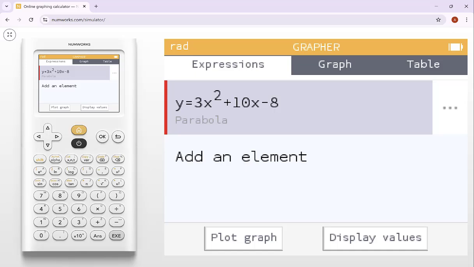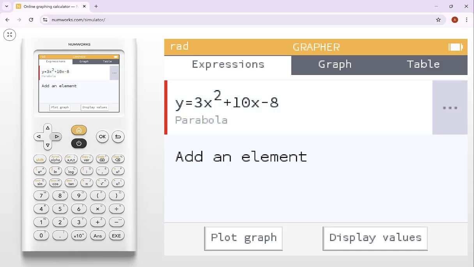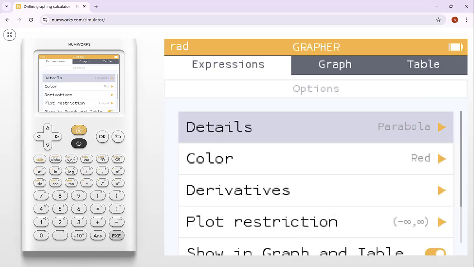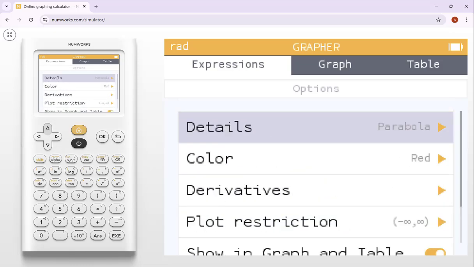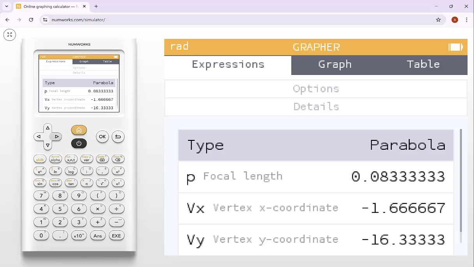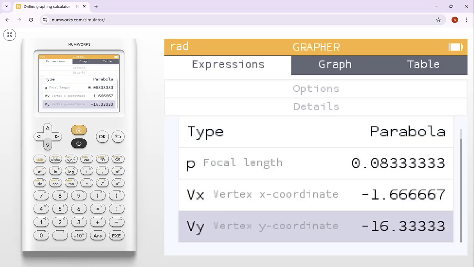Now notice it immediately identifies this function as a parabola. So I know it's quadratic. It's going to be a parabola. The calculator knows it. It might as well just tell you, hey, I'm about to graph a parabola. Now, I don't need to do this right now, but if I were to go over here to these dots and hit enter, I can change some options about it. I can, for example, in details, it'll give me details about the parabola if we were working on conic sections.